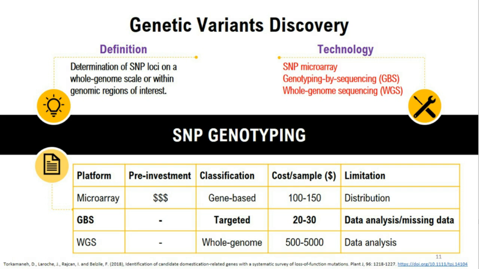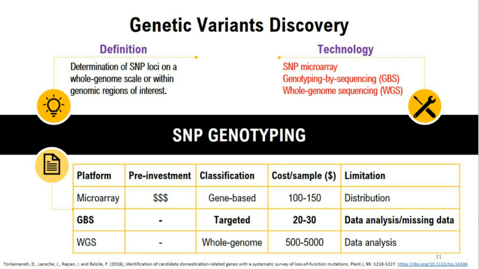For microarray, if you're familiar with that, we need some pre-investment. That means we have to sequence the population, find the genetic variants within this population, and try to develop a microarray based on this variation. They are mostly gene-based. Their cost is around 100 to 150 dollars per sample, and their limitations are the pre-investment, distribution, and also the cost.